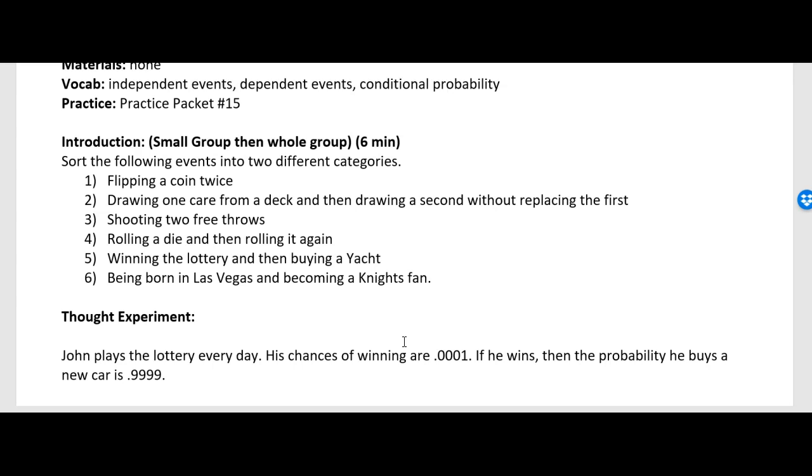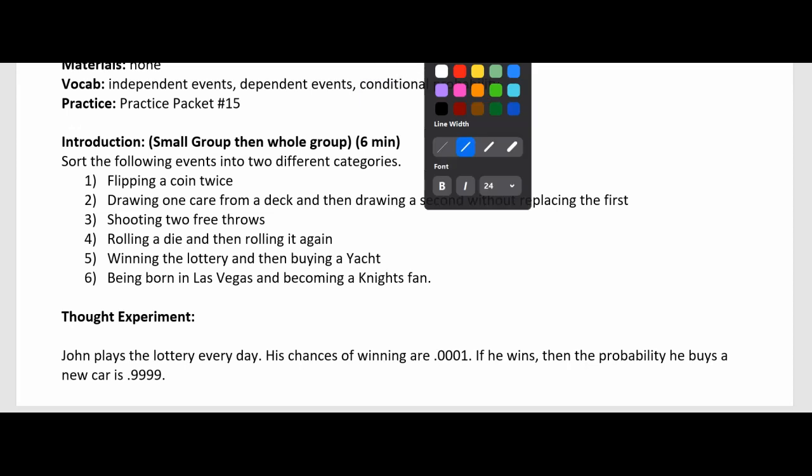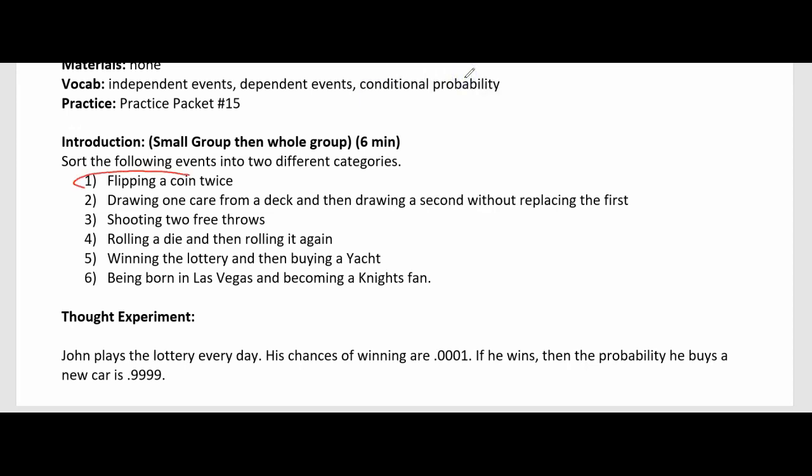So we have flipping a coin twice, drawing 1 card from a deck and then drawing a second without replacing the first, shooting 2 free throws, rolling a die and then rolling it again, winning the lottery and then buying a yacht, and being born in Las Vegas and becoming a Knights fan. So how I would separate these, I would put flipping a coin twice, shooting 2 free throws, and rolling a die and then rolling it again in the same category. And I would put numbers 2, 5, and 6 in a different category.